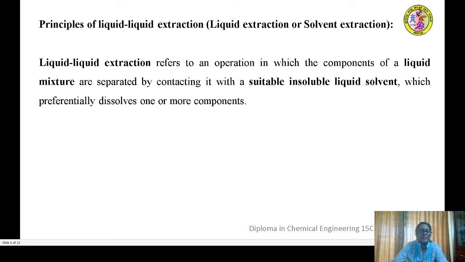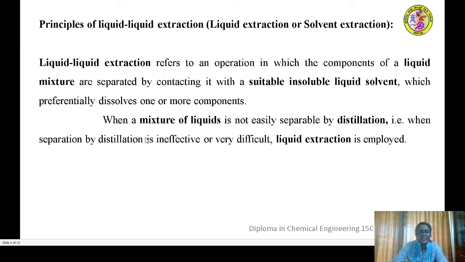Okay, this is the definition of liquid-liquid extraction. It refers to an operation in which the components of a liquid mixture are separated by contacting it with a suitable insoluble liquid solvent that preferentially dissolves one or more components. That means whenever you have the task of separating the components of a liquid mixture, then if you select a suitable insoluble liquid solvent that can dissolve one or more components from this original mixture, the operation is termed liquid-liquid extraction.